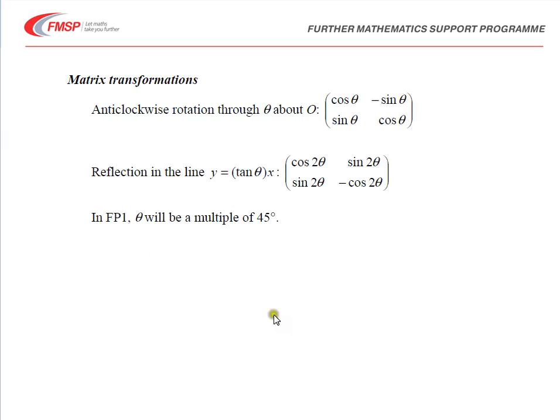The formula sheet does have the following information, and you can use these, but as I said already, for FP1 we're looking at multiples of 45 degrees, so most of the matrices can be easier to work out using that idea of the unit vectors. However, you can use 45 degrees, or multiples of that, substituted into these matrices to give you the correct expressions.